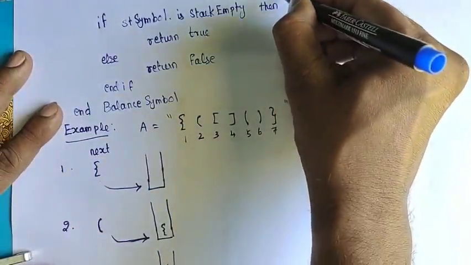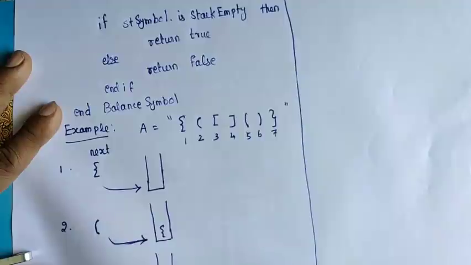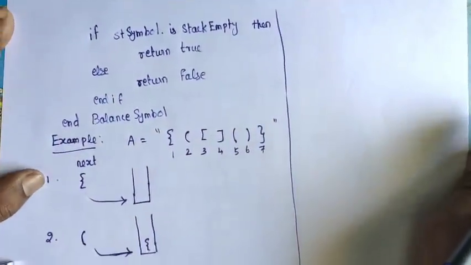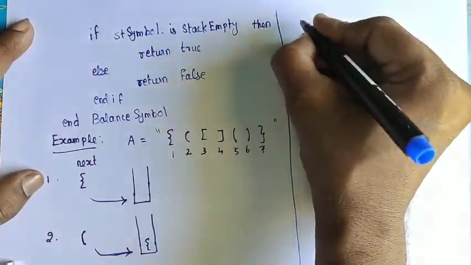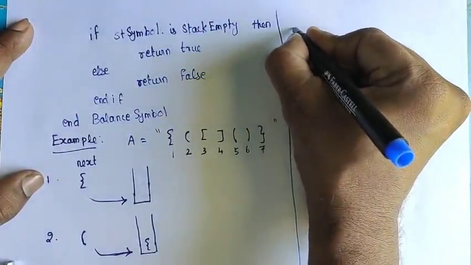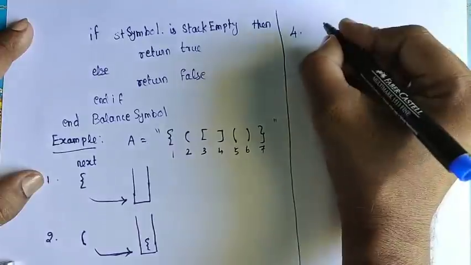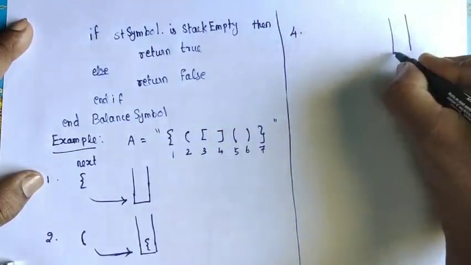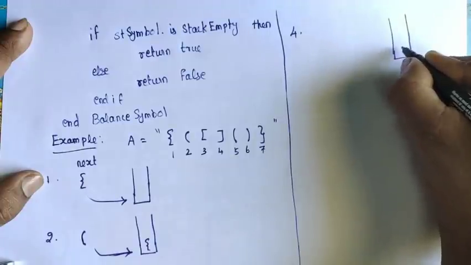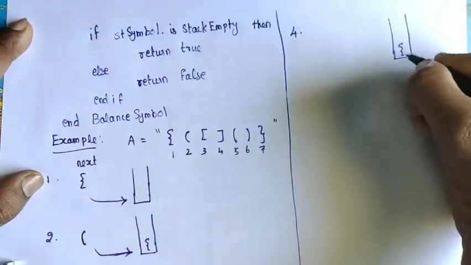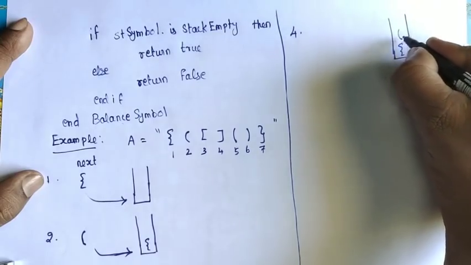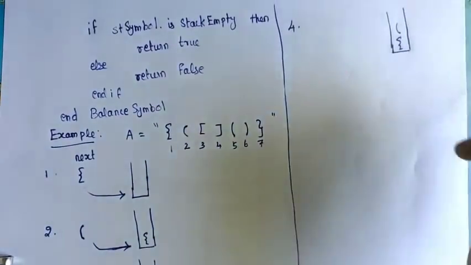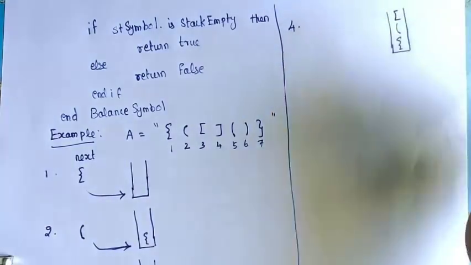So I need to continue the fourth step. The stack will have the brace, bracket and then this square bracket. Okay, so the square bracket also will be in that stack.